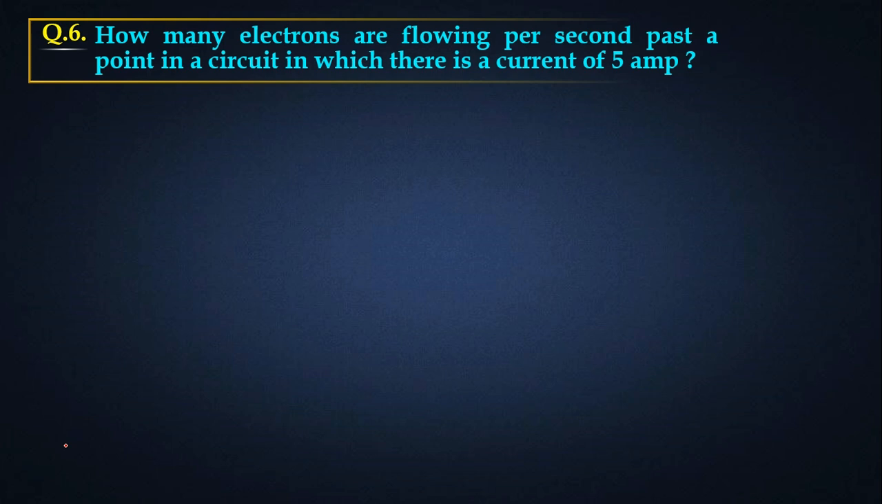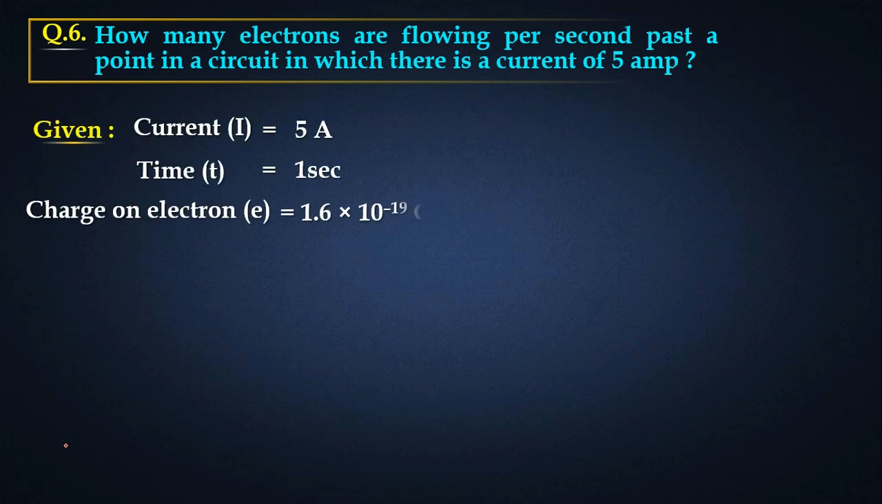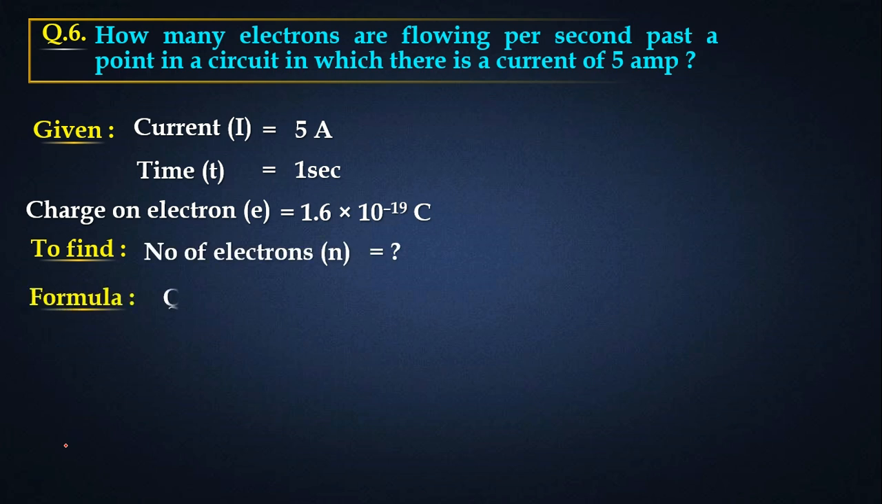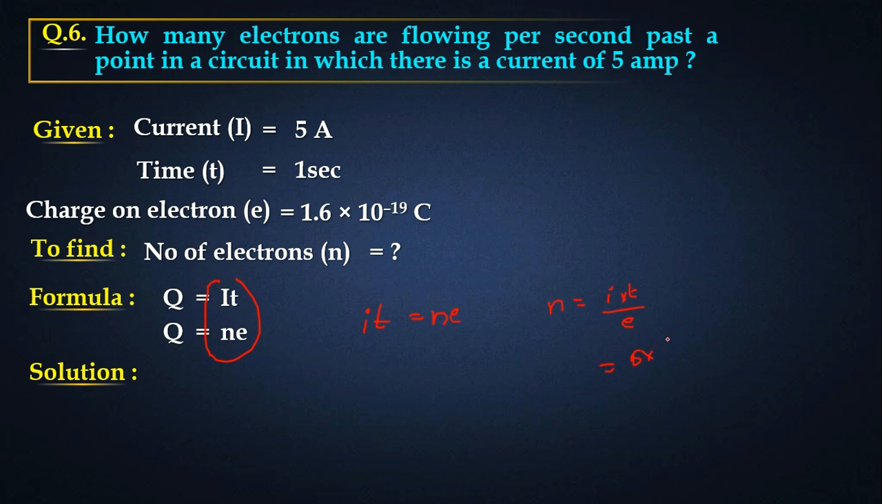How many electrons are flowing per second past a point in a circuit in which there is a current of 5 amps? Current is equal to 5 amperes, time is equal to 1 second. Then charge is equal to 1.6 into 10 power minus 19 coulombs. To find the number of electrons, we know that q is equal to I t, and q is also equal to n e. Then we have to equate these two. So I t is equal to n e, and then n is equal to I into t by e. I is 5, t is 1, e is 1.6 into 10 power minus 19.